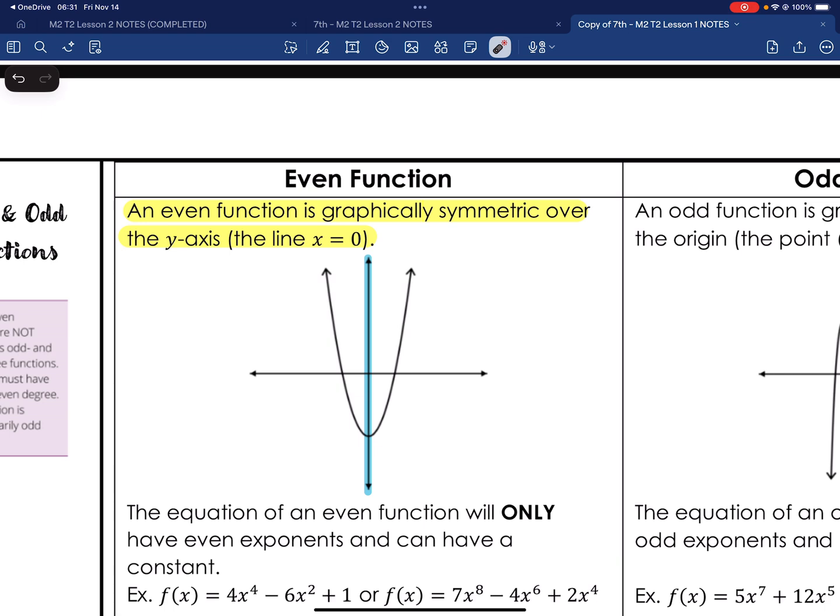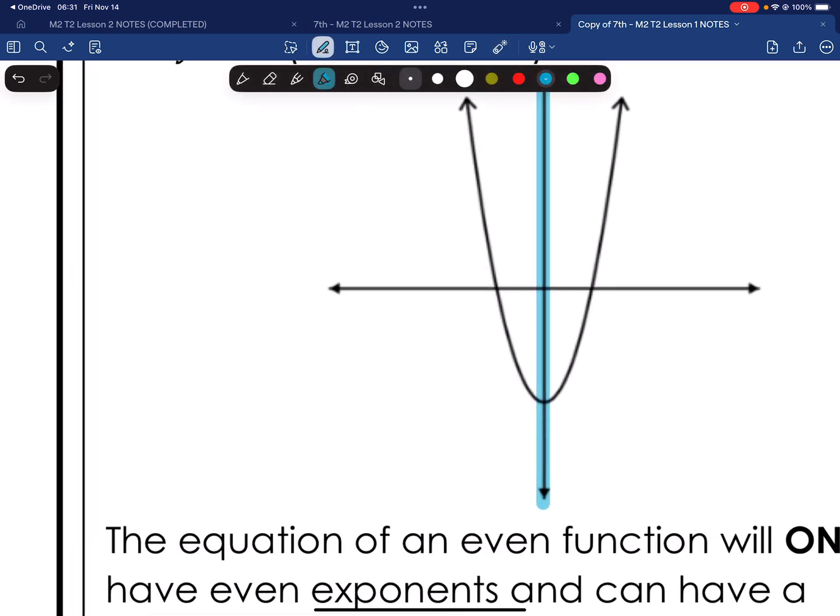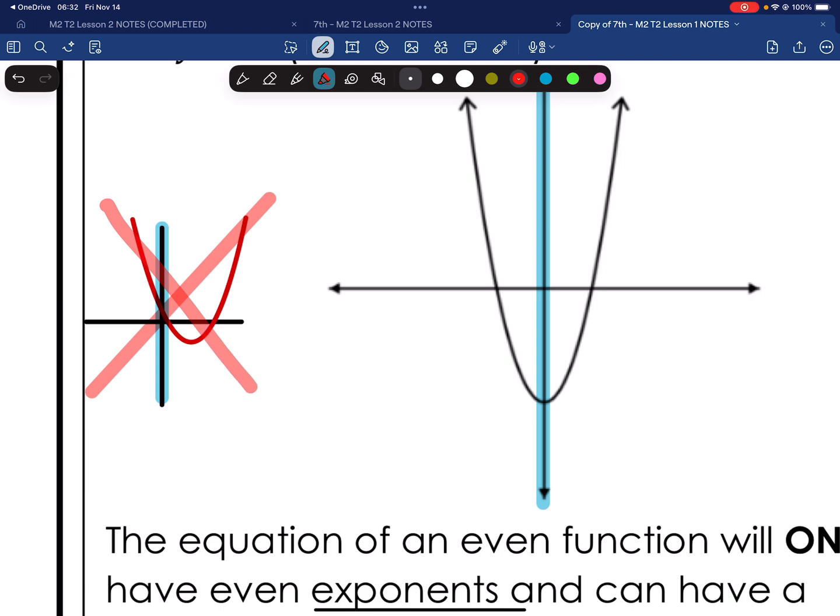Now, this also happens to be an even degreed function because both ends are going in the same direction, okay? But an example of something that is an even degreed function but not an even function would look something like this. So you could have a graph that maybe looks like this, okay? That is an even degree, but it is not an even function because it does not have y-axis symmetry. Okay, the left side is not identical to the right side. So this right here is an example of something that is not an even function.